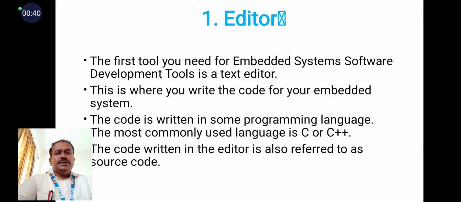The first tool is the editor. The first software development tool is a text editor. This is where you write the code for your embedded system. The code is written in some programming language. The most commonly used language is C or C++. The code written in the editor is also referred to as the source code.